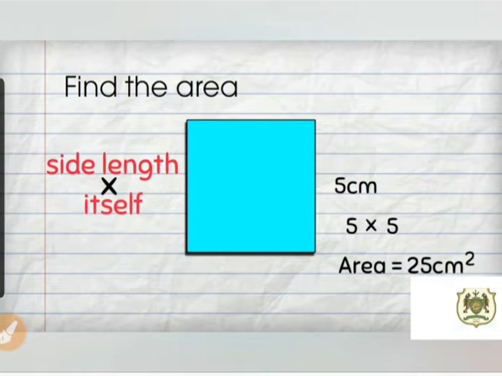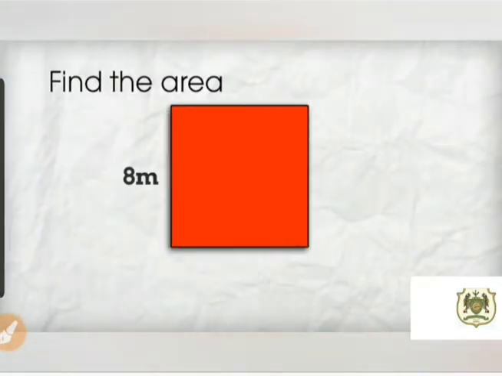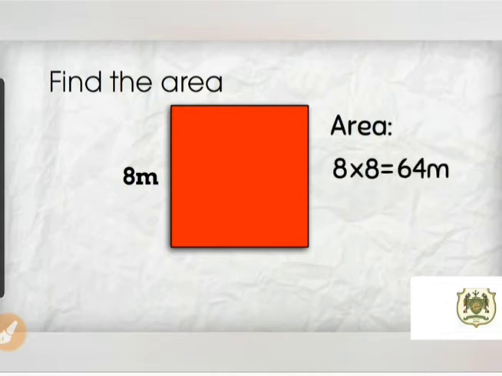To calculate the area of a square, we need to multiply the side two times. I can take another example where I have the side as 8 meter. So my area will be 8 into 8, which is 64 meters square.